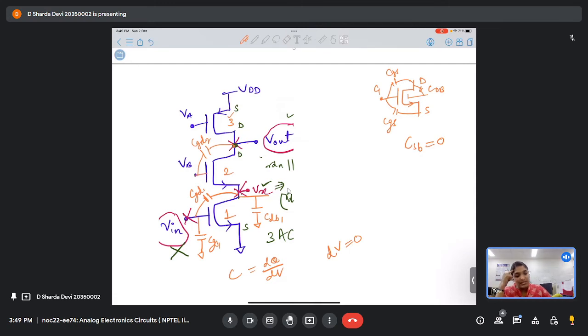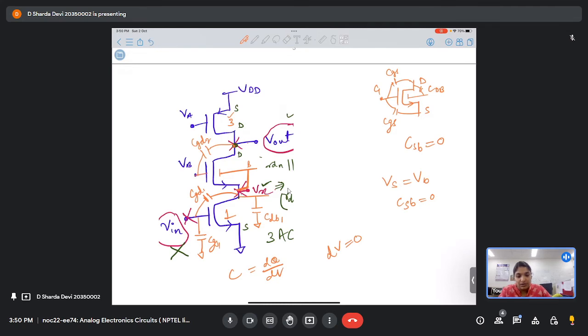Now here the question is, if VSB is equal to VB, then CSB will be 0, right? But what about for transistor 2? The moment you short your source and body, what will happen? This node is not grounded, right?